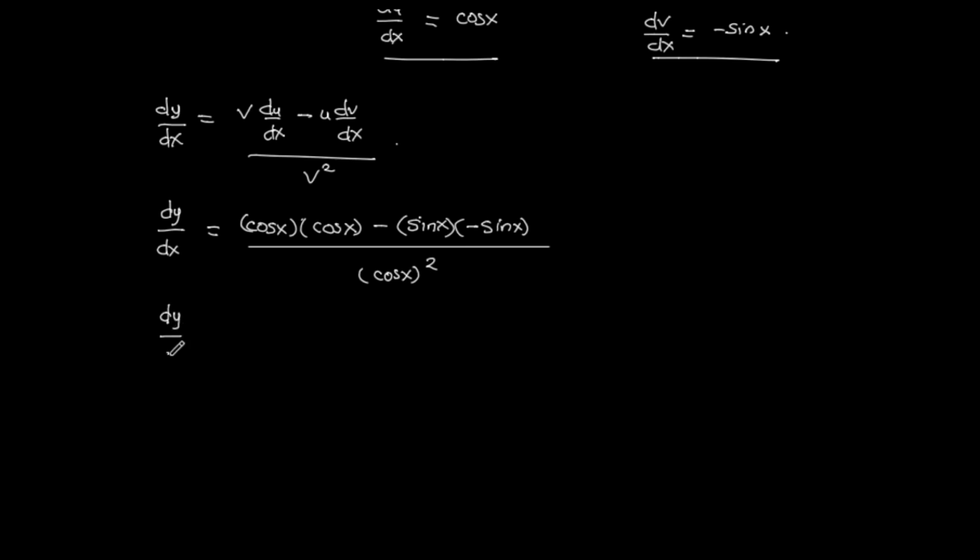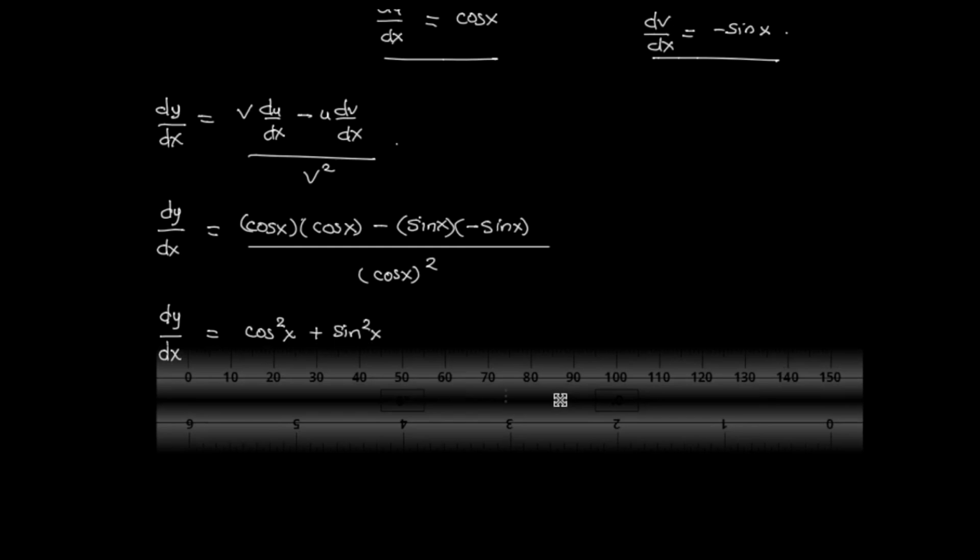So let's move on to simplify this expression, where our dy by dx is given by, now cos x times cos x, we get cos square x, and then sine x times negative sine x, we get negative sine square x. Then times this negative, we get positive sine square x, and this is over the denominator, whereby our denominator is cos x square, that is cos square x.